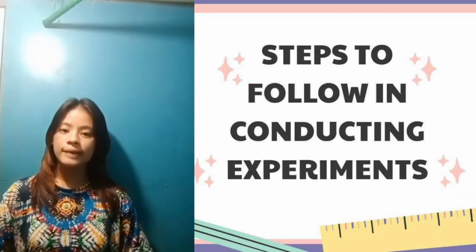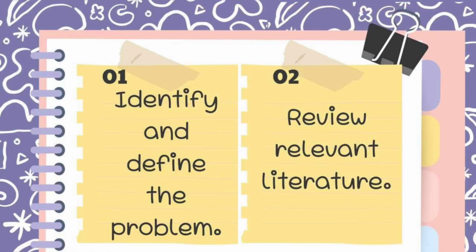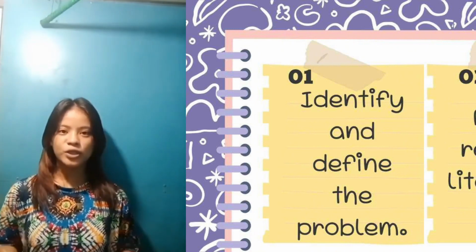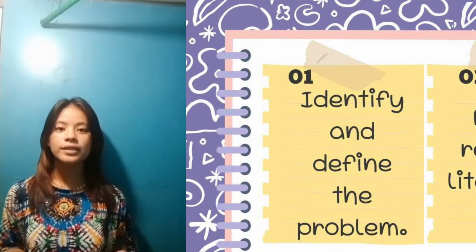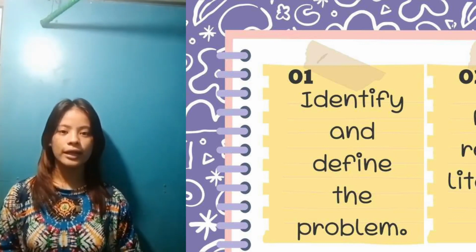There are steps to follow in conducting an experiment. First, identify and define the problem. In any experiment, the problem statement should always come first. Without the problem, you have no real reason to conduct an experiment or understand what to conduct an experiment on.